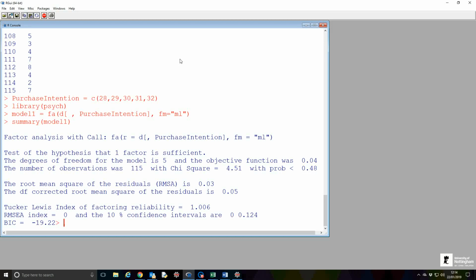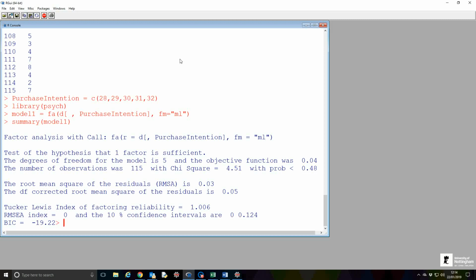The 1.006 isn't good or bad in and of itself. No. It would only be good or bad in comparison to a different model using maybe 3 of the items rather than 5 of the items, for example. Yeah. Okay, so we've looked at the summary, but there's a lot of information there, and it's a good summary of the model.